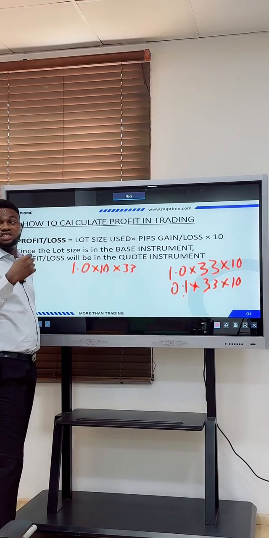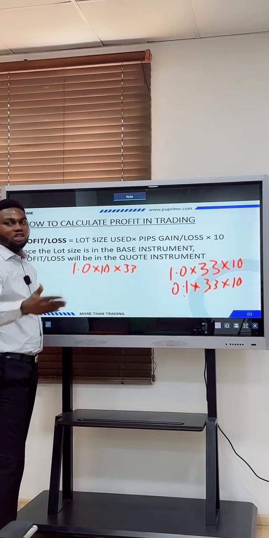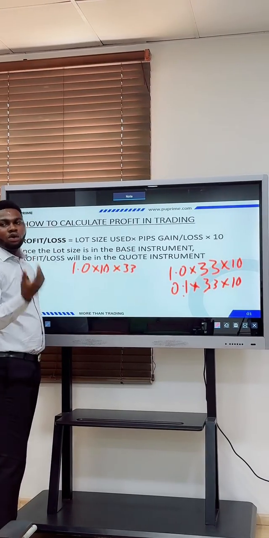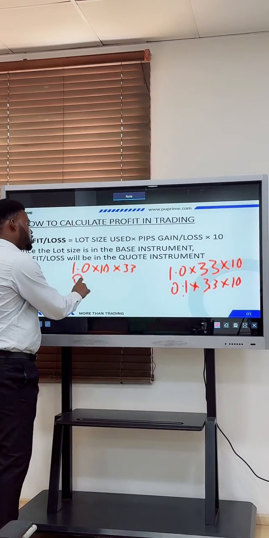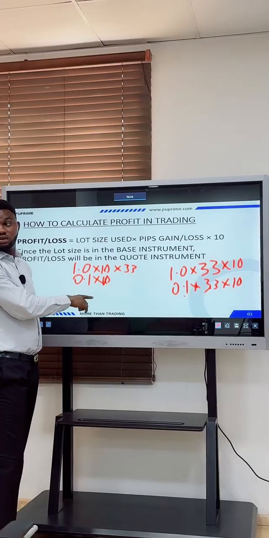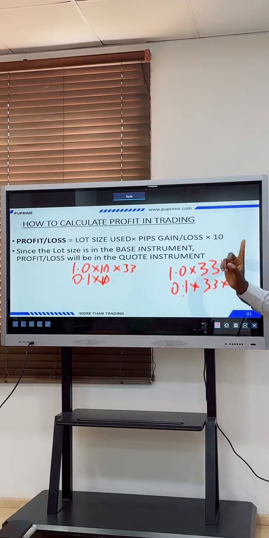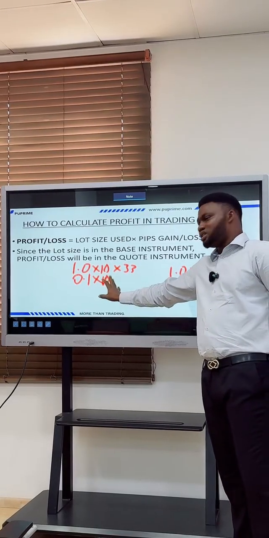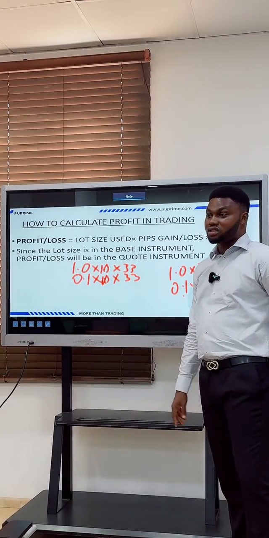For a mini lot size where we are using 0.1. Now, don't forget the mini ranges from 0.1 to 0.9, so it doesn't necessarily have to be 0.1. You can use 0.2, you can use 0.3, depending on what your account is capable of. But let us use 0.1 so that we'll be clear. 0.1 times 10 will give you 1. So that's like the $1. Don't forget again, we said that 0.1 is equivalent to $1. Then times 33. This is how you calculate it.